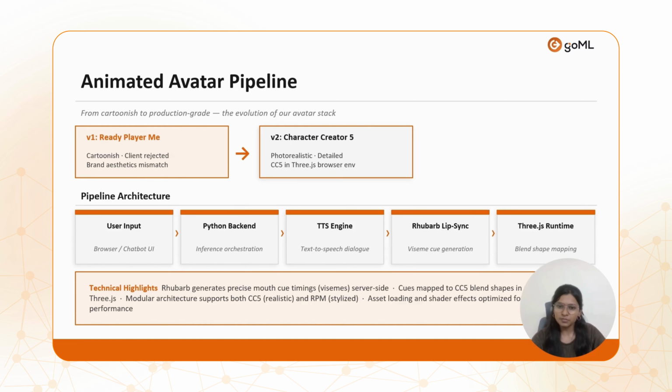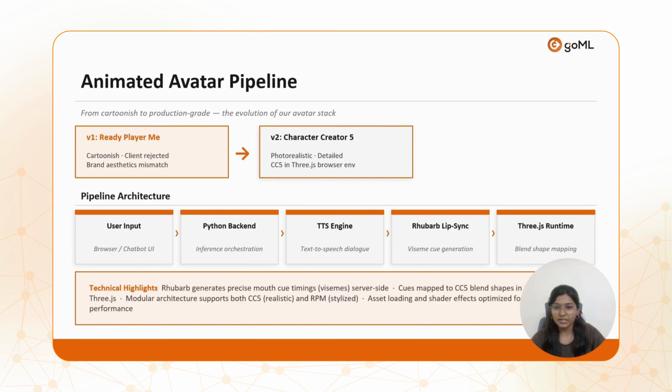We render the 3D model using Three.js. It receives these cues and maps them to CC5 blend shapes in real time, creating perfectly synchronized lip movements in the browser. Rhubarb generates these precise viseme timings server side, and those cues are then mapped to Character Creator 5 blend shapes in real time within Three.js.